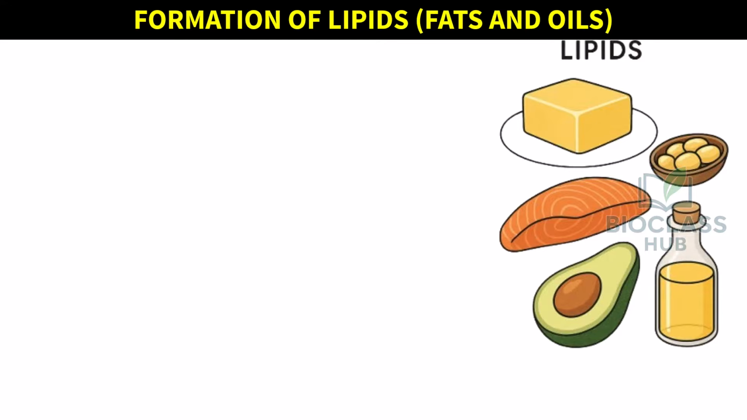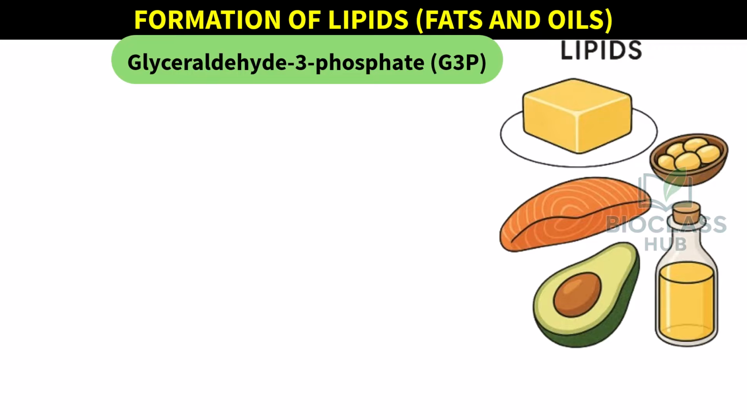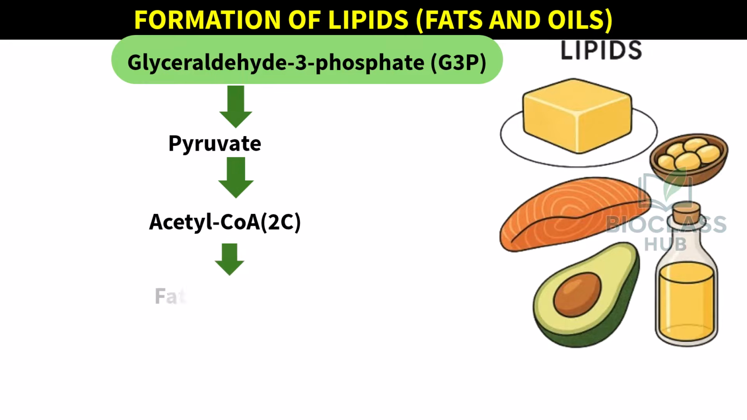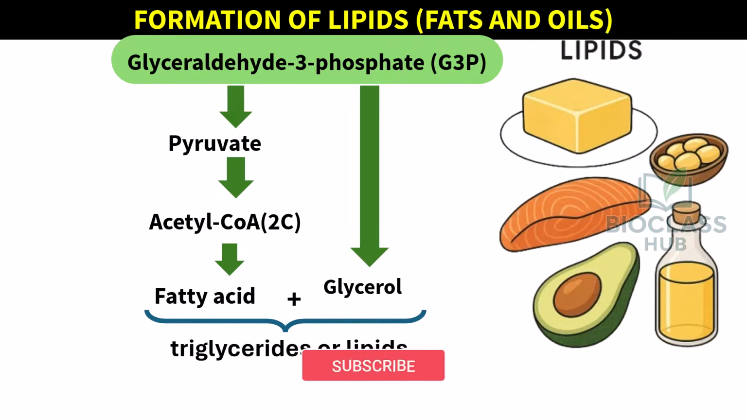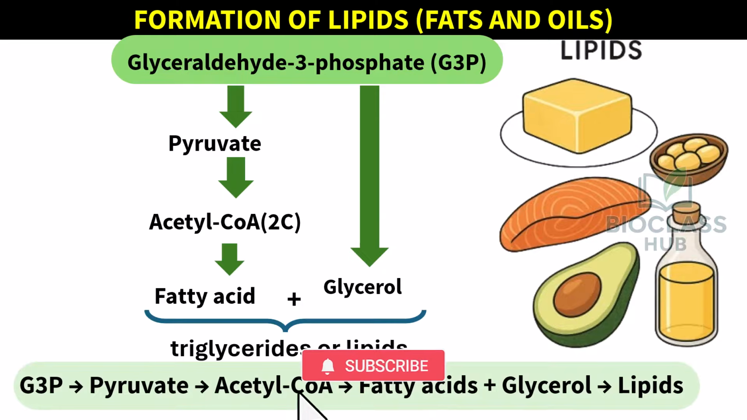Formation of lipids, fats, and oils. Glyceraldehyde 3-phosphate, G3P, is converted into pyruvate and then into acetyl-CoA, a 2-carbon compound. Acetyl-CoA serves as the basic building block for fatty acid synthesis. Fatty acids combine with glycerol, which is derived from another G3P molecule, to form triglycerides or lipids. Thus, the carbon source for lipids comes from G3P from the C3 pathway, while the energy, ATP, and reducing power, NADPH, also originate from the light reactions.